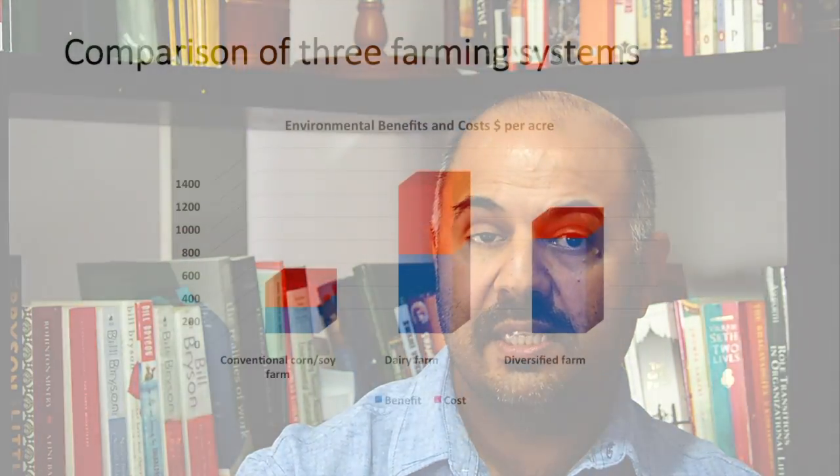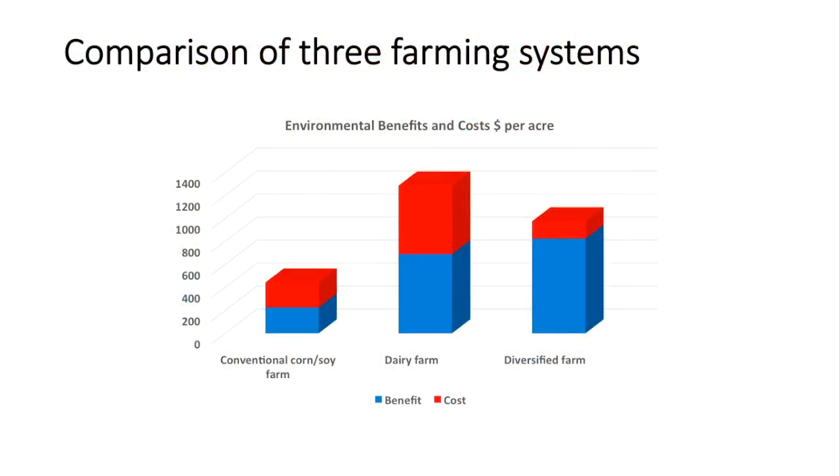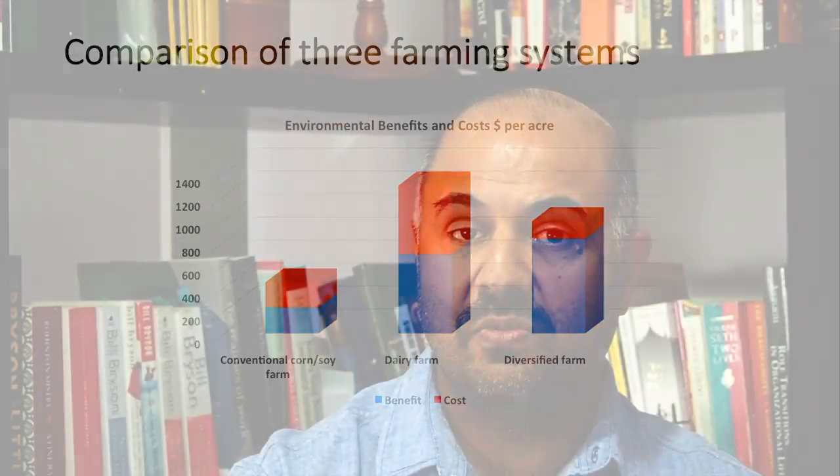So to summarize these results, what we found was that monocultures such as corn, soy or milk have a benefit to cost ratio of about 1:1 as compared to the diversified farm that produces a benefit to cost ratio of 5:1. So what does it mean? It means that there are more environmental and social benefits generated by a diversified system as compared to a monoculture.